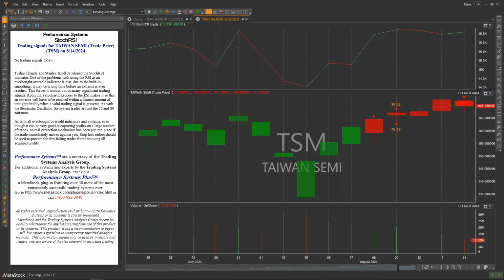We can go in and read more about the stochastic and the RSI and how they work. It gives us some advice: as with all overbought/oversold indicators, even though it can be really good at capturing profits in a large number of trades, you should use stops. Stop loss orders should be used to prevent the few failing trades from removing all of your profits.